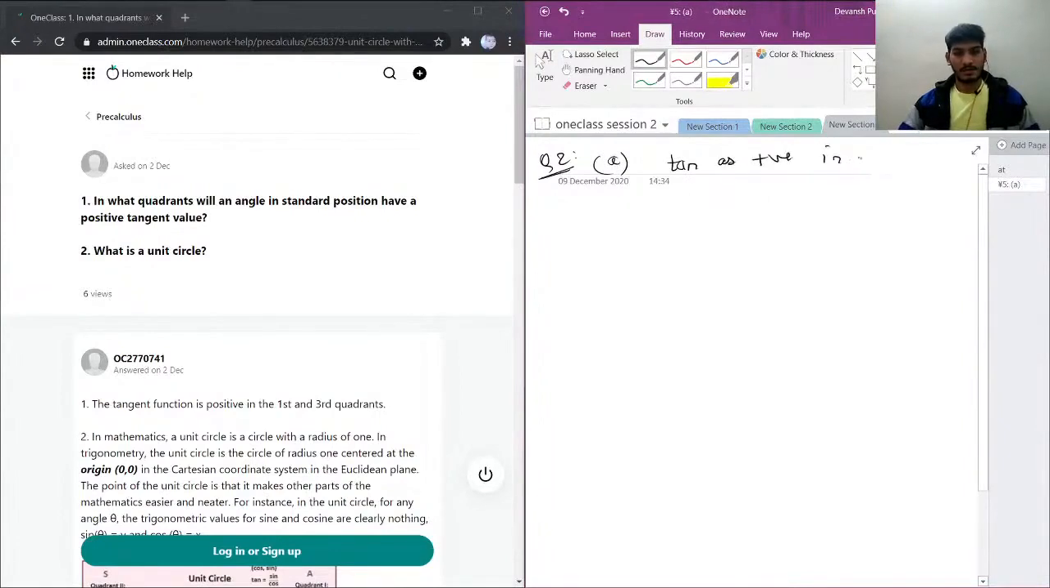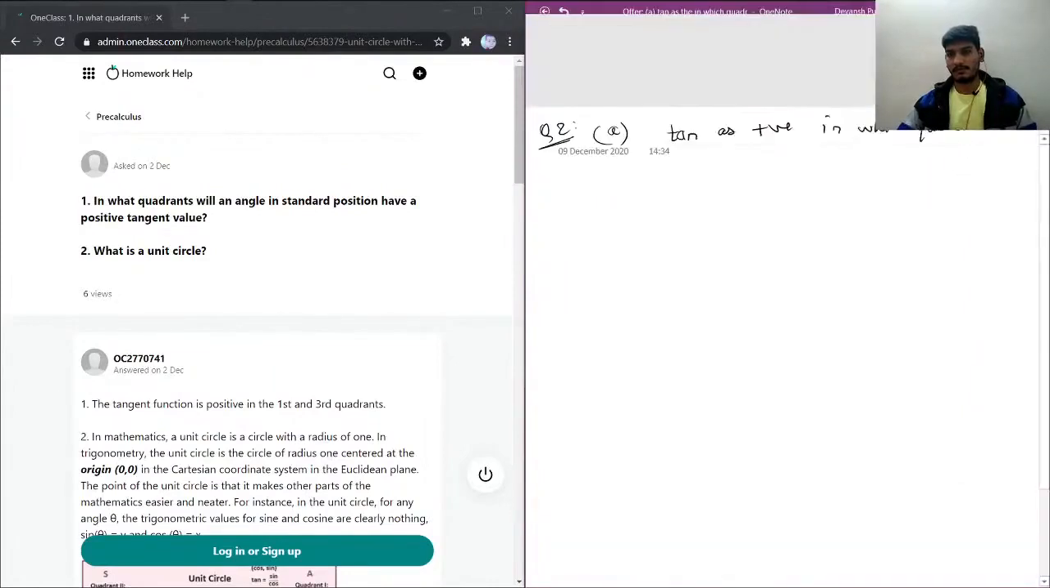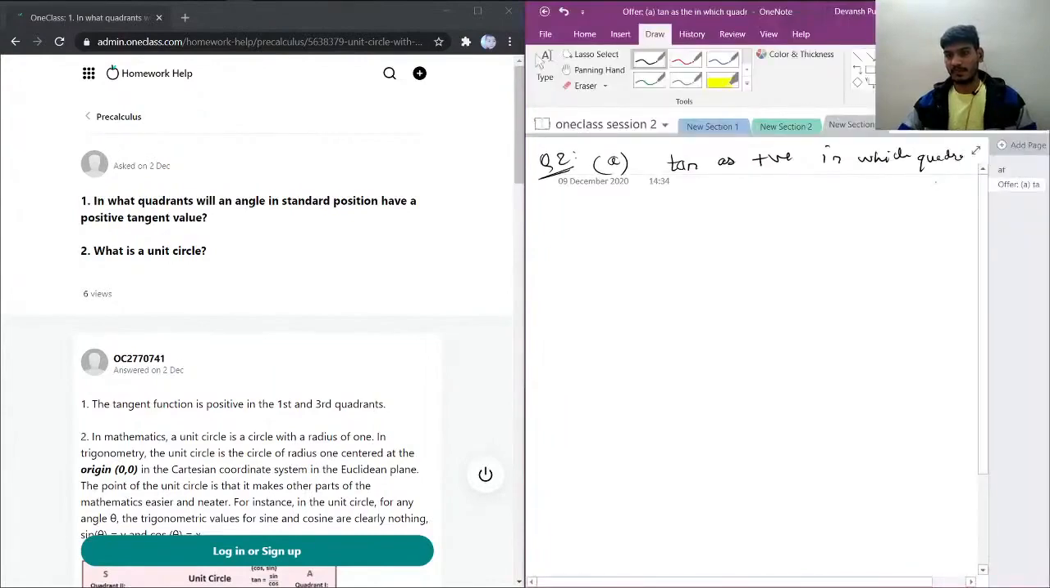in which quadrants, which quadrants? And we have B part is what is unit circle. So we'll start with the A part.